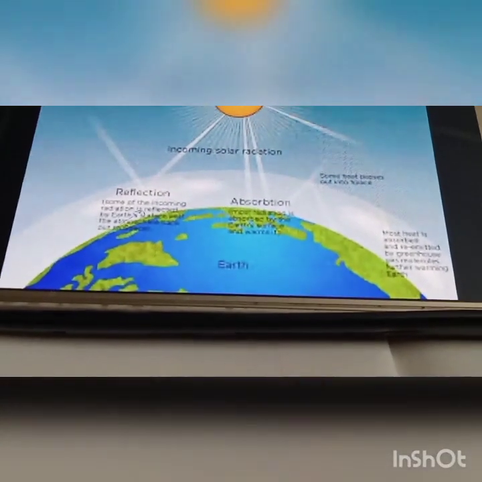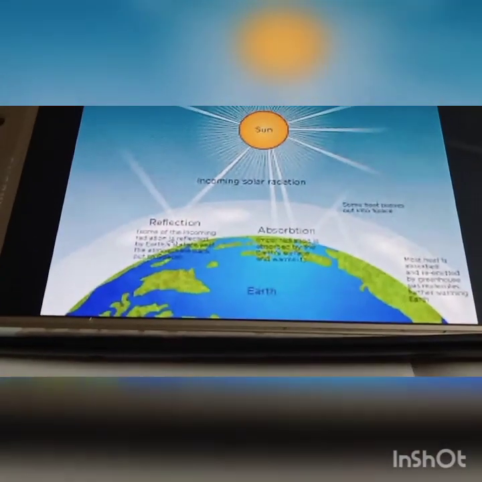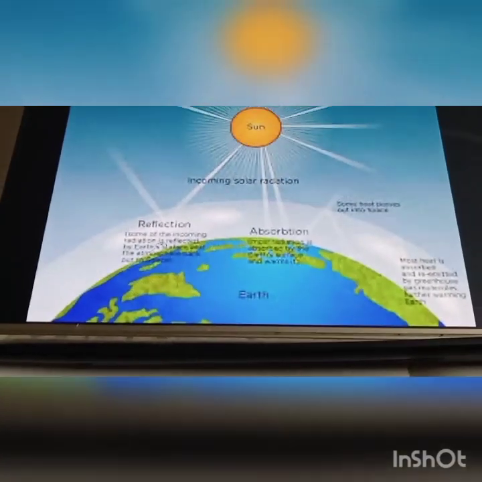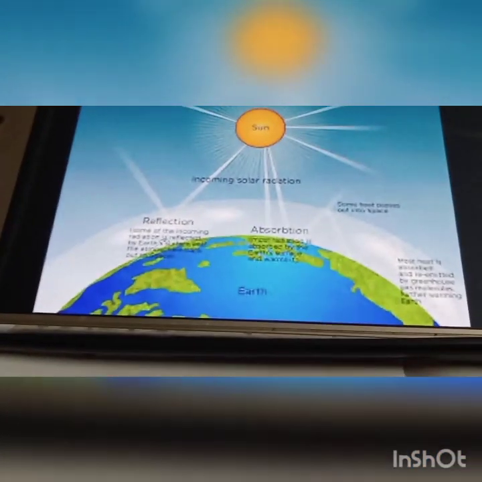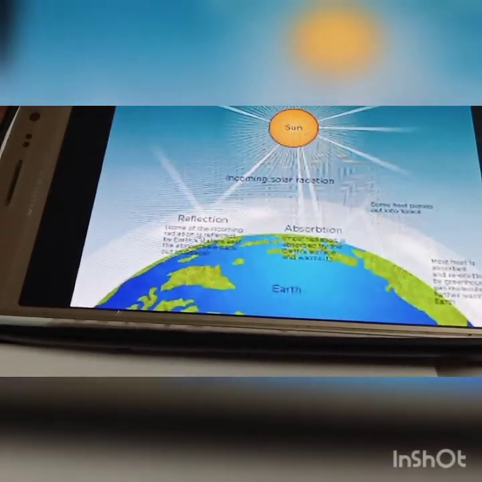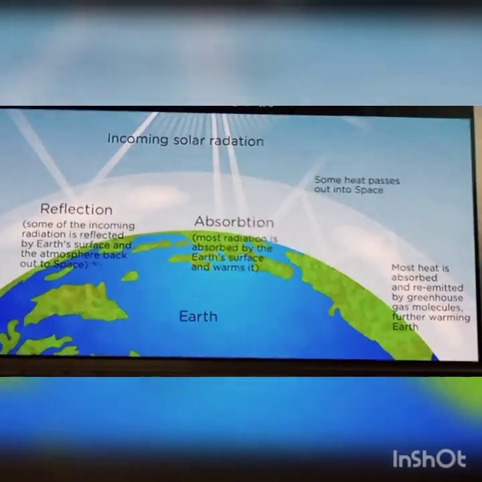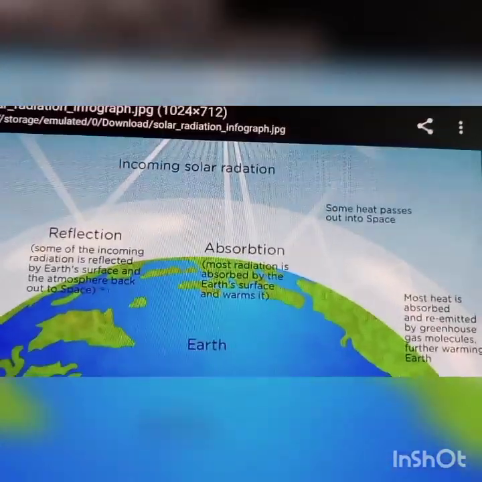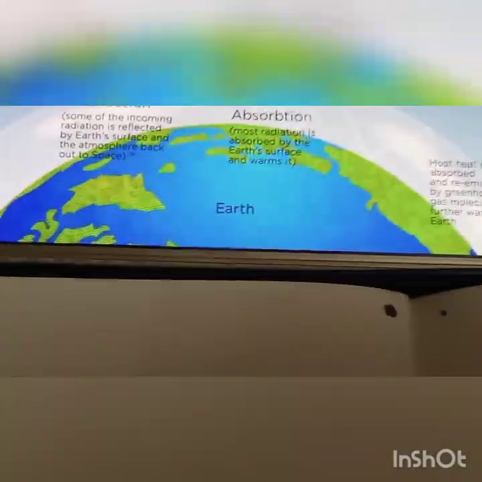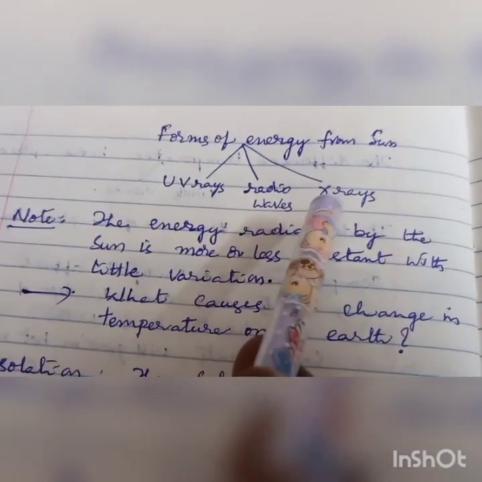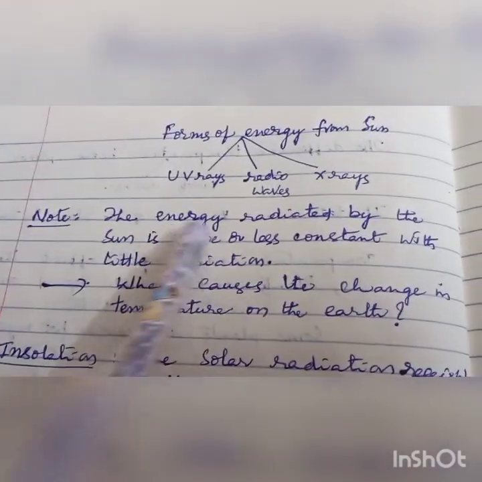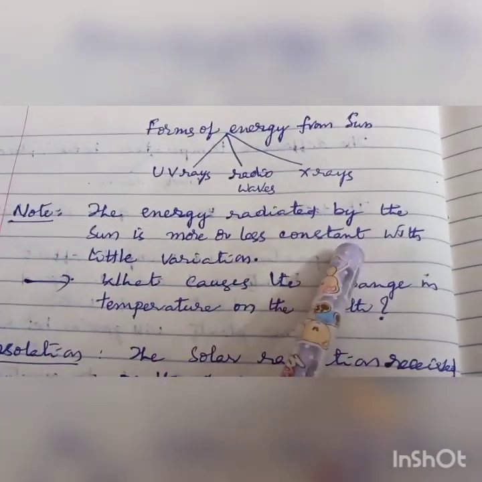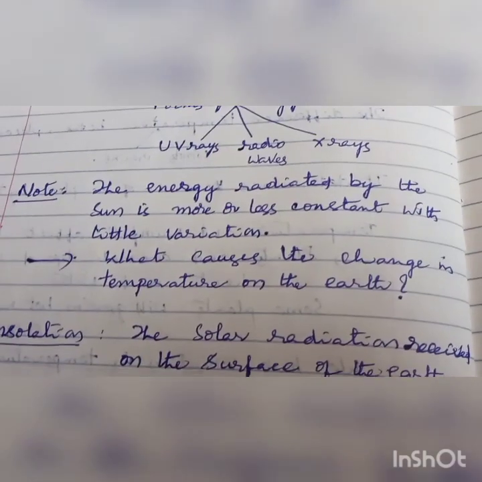So what are the forms of energy? We discussed that solar radiation and energy we can see and feel, like light and heat. However, we receive many other forms of energy from the sun, that is UV rays, ultraviolet rays, radio waves, as well as X-rays, besides heat and light. And we have to remember one important point: the energy radiated by the sun is more or less constant, with little variation. It's very important.